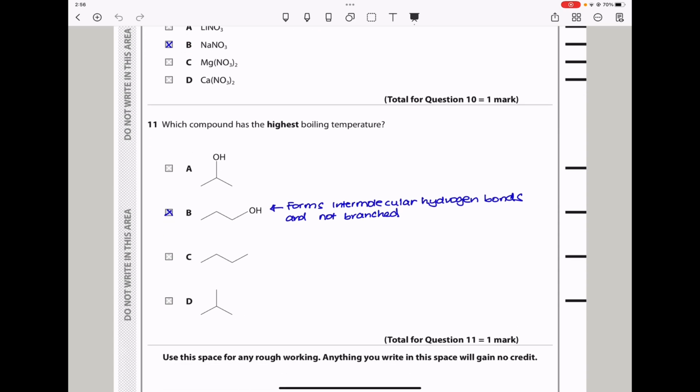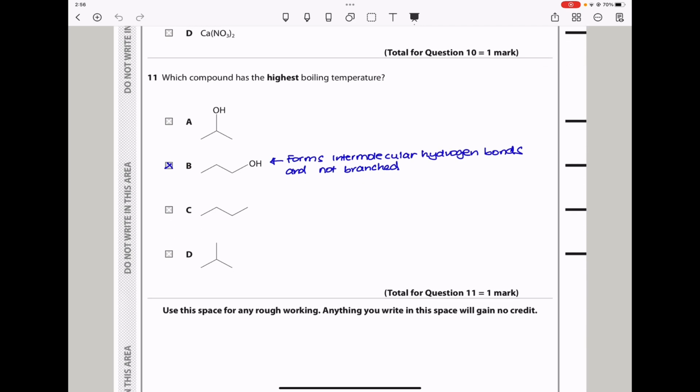In question 11, which compound has the highest boiling temperature? It's going to be one of these because it's an alcohol. These are out because they don't have an OH group and therefore they cannot form intermolecular hydrogen bonds. But when we compare these two alcohols, we can see this one has more London forces than that, and therefore B is going to be our answer.